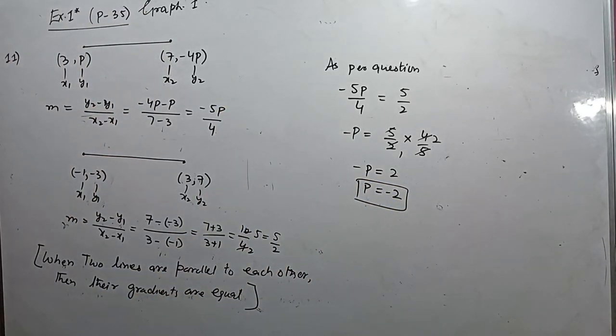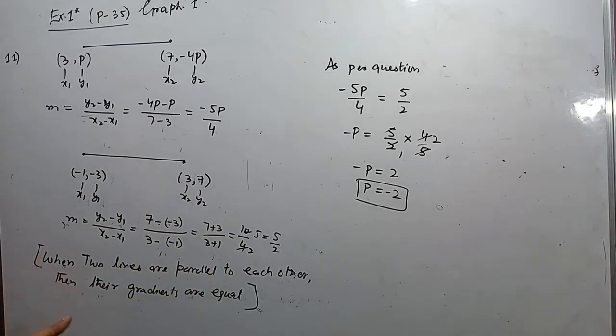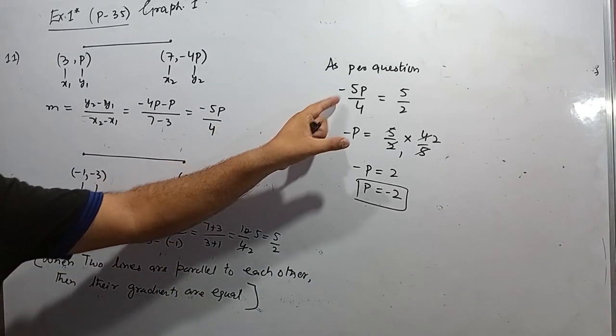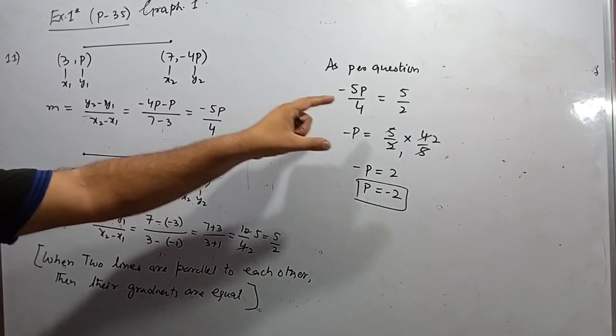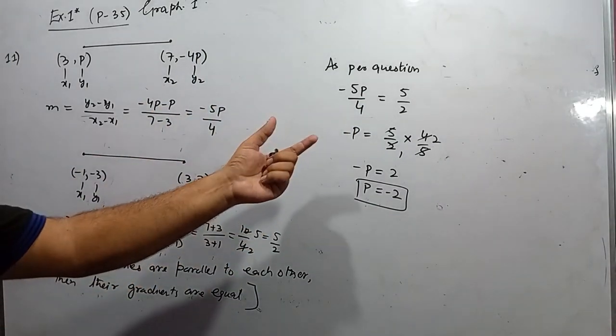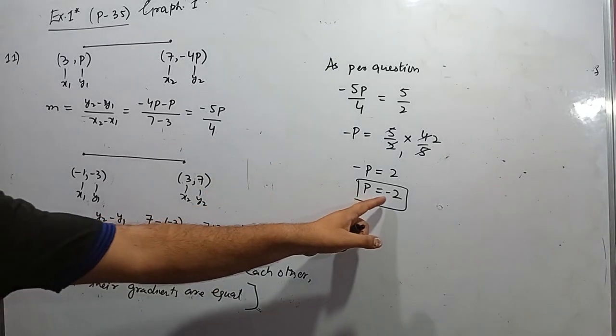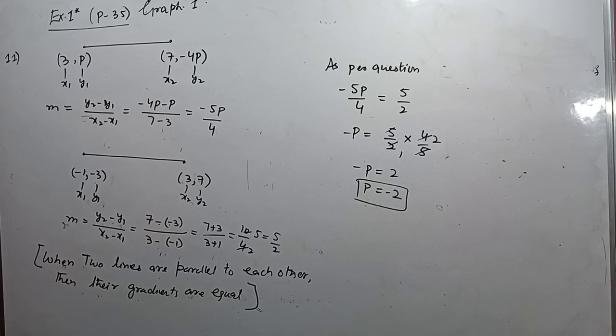question number 11. Here you need to understand, when the two lines are parallel, their gradients are equal. First we found this gradient, then this gradient, then the lines are parallel, we can equate this gradient is equal to this. Then we will solve it for p, like algebra. What we are solving in the algebra, that same we are solving here for the p. So then p is equal to -2. Now the question number 12.